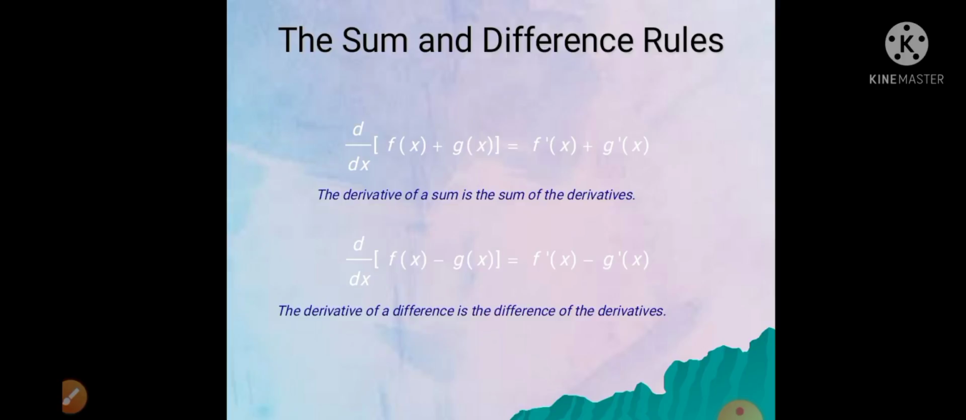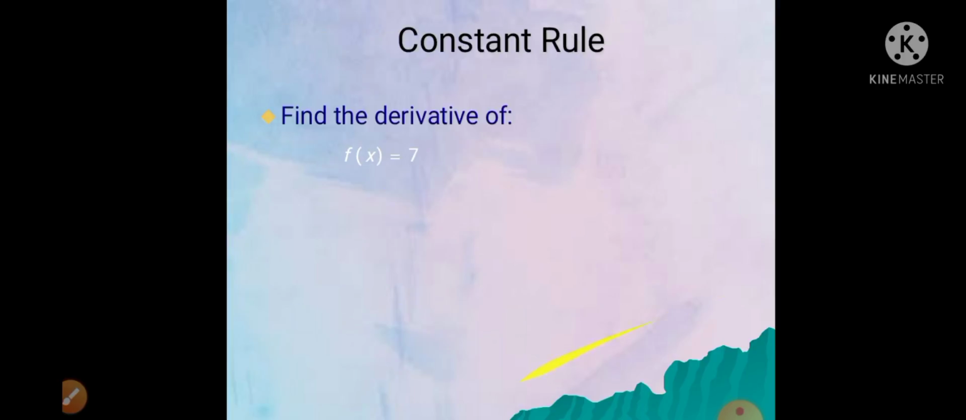For the sum and difference rules, d/dx of f(x) plus g(x) is equal to f prime of x plus g prime of x, wherein the derivative of a sum is the sum of the derivatives. And d/dx of f(x) minus g(x) is equal to f prime of x minus g prime of x, wherein the derivative of a difference is the difference of the derivatives.